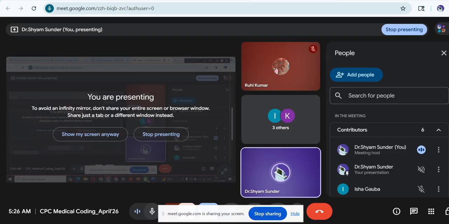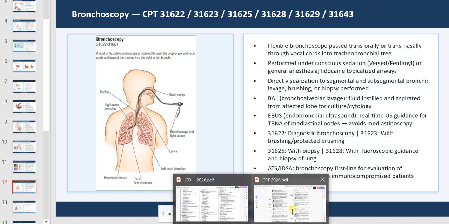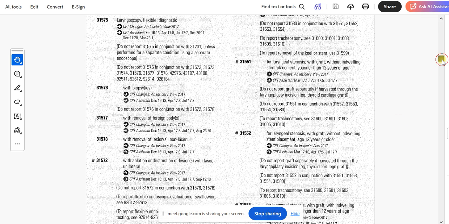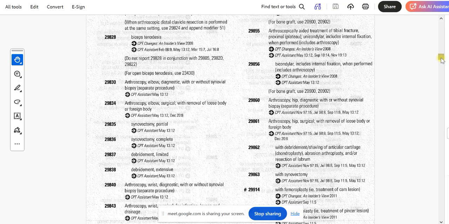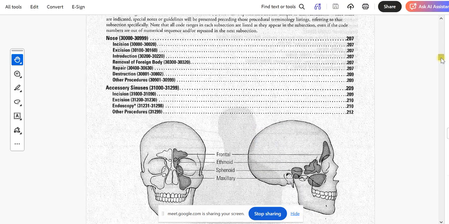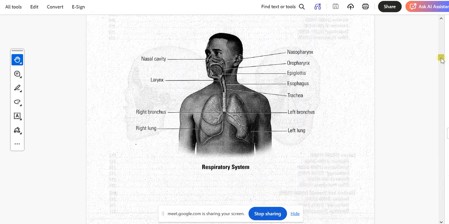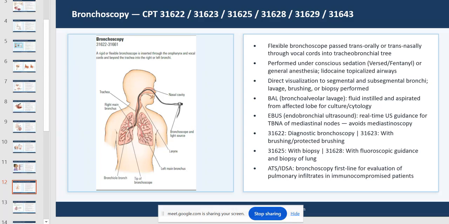Next is lower respiratory tract. We covered the procedures on the upper respiratory tract: nasal endoscopy, sinus endoscopy, laryngoscopy, then the common procedures on the trachea. Now we are moving to the lower respiratory tract, the bronchus and bronchioles. The common procedure is bronchoscopy.